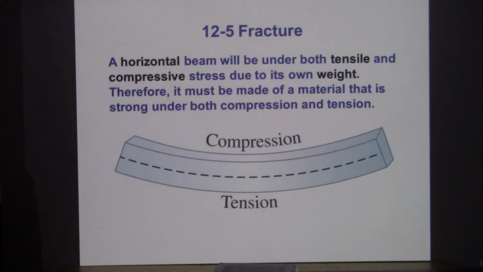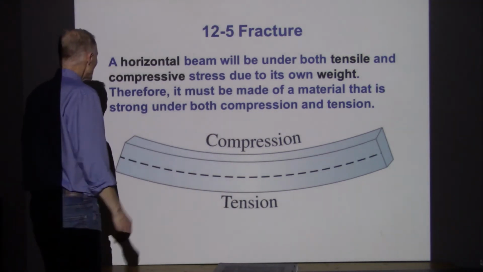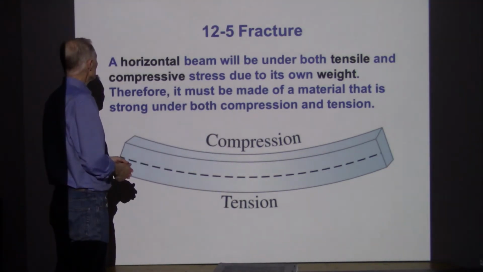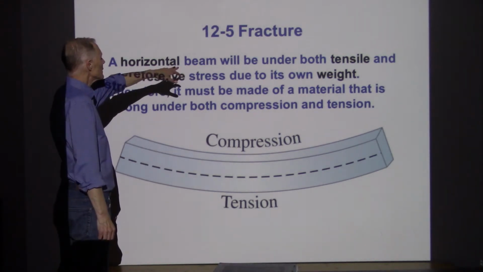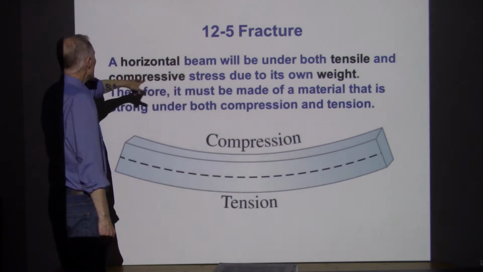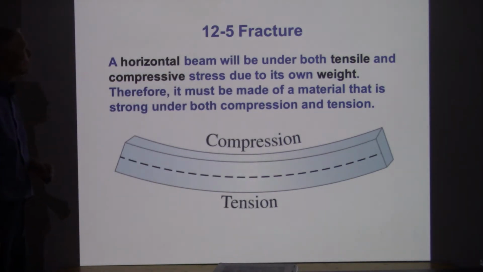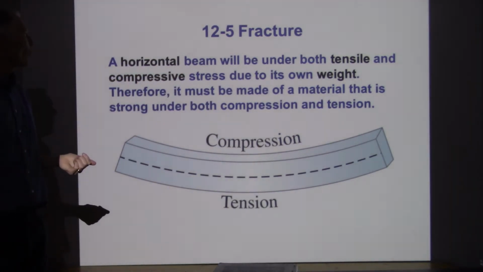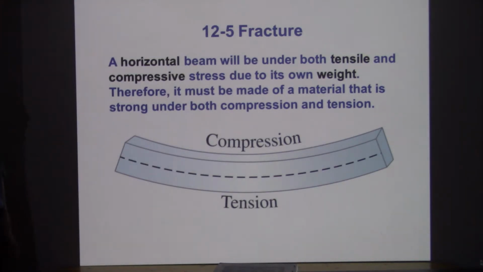All right, here we've got a horizontal beam. And so here's a beam, and what they're showing with this is kind of interesting. A horizontal beam can be under both tension and compressive stress, either due to its own weight or due to the way that it's being loaded.